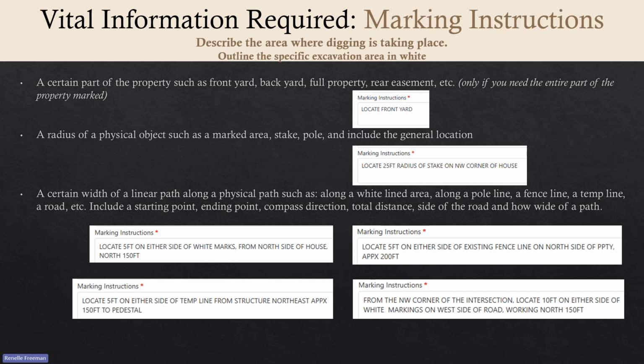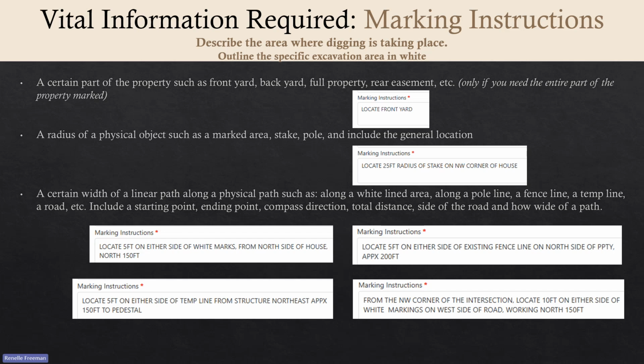So there's a couple examples shown on the screen here. On the top left, locate 5 feet on either side of the white markings from the north side of the house going north 150 feet. Locate 5 feet on either side of the temporary line from the structure going northeast approximately 150 feet to the pedestal. And then some of the examples over here on the right are locate 5 feet on either side of existing fence line on the north side of the property going approximately 200 feet.